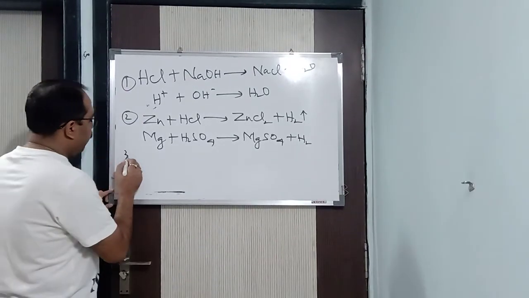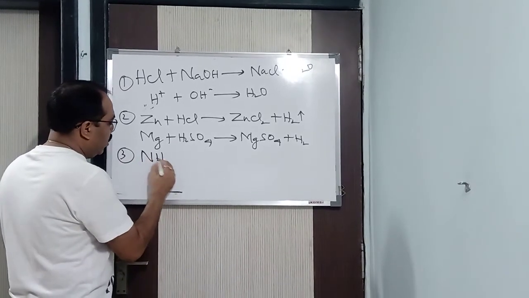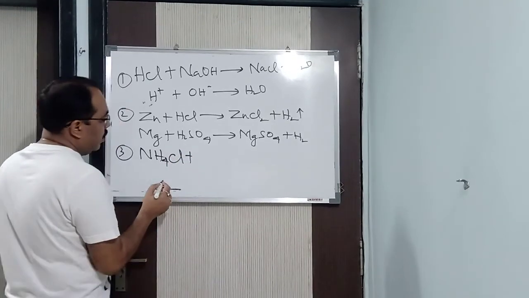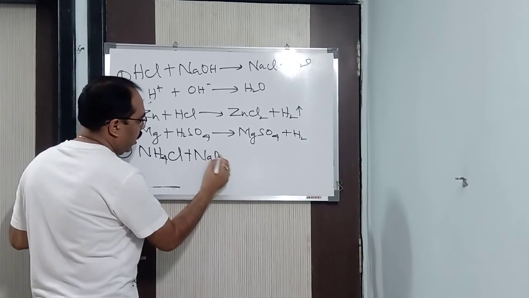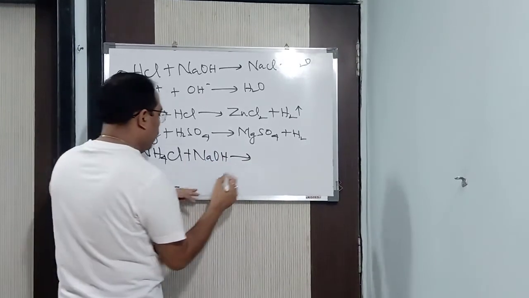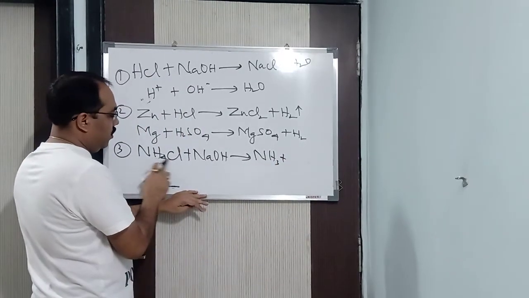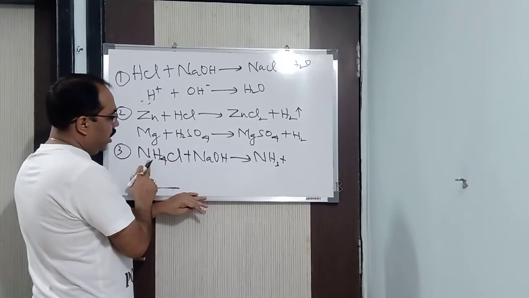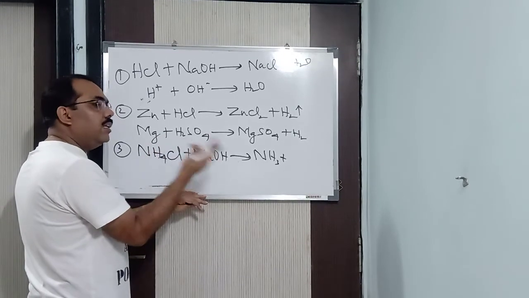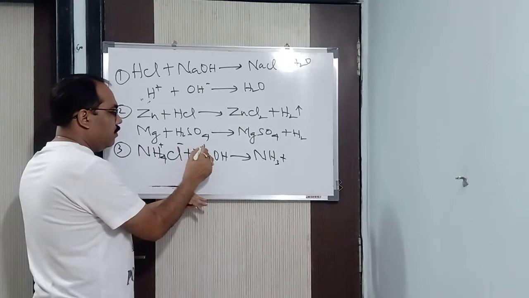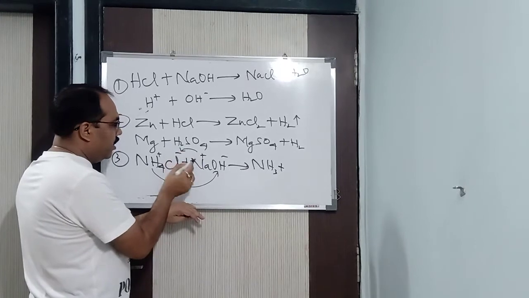Similarly, when ammonium salt, for example ammonium chloride, reacts with a base, for example NaOH, what is it going to produce? It is going to form NH4OH and NaCl. Remember that: NH4OH and NaCl. It is a double decomposition reaction. See here, NH4 plus Cl minus, Na plus OH minus. So NH4 will go with OH to form NH4OH, and Na will react with Cl to form NaCl.